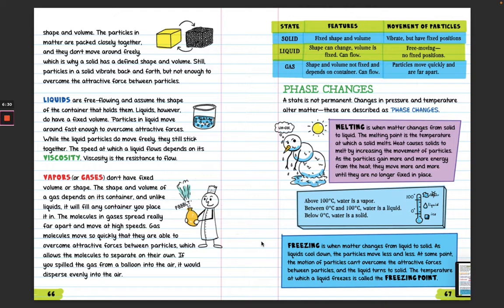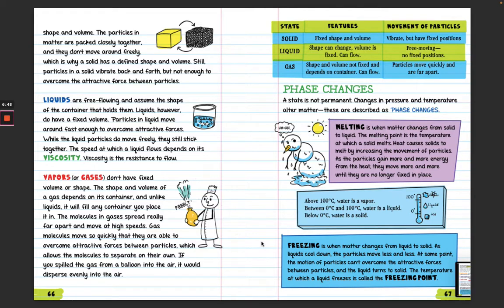State, solid: features fixed shape and volume. Movement of particles: they vibrate but have fixed positions. Liquid: shape can change, but volume is fixed and it can flow. It's free moving and there are no fixed positions for the particles. Gas: shape and volume are not fixed and depend on the container. It can flow, and the particles move quickly and are far apart.